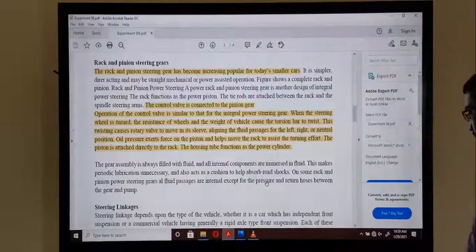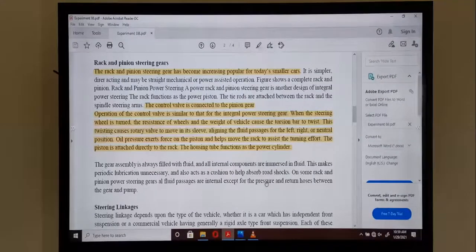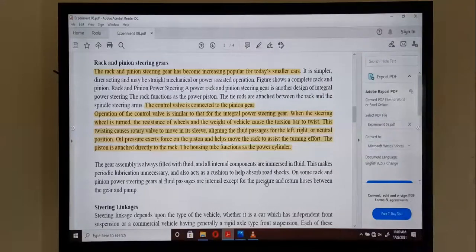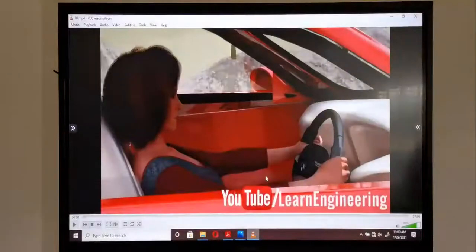Okay, now we see the rack and pinion steering gears. These rack and pinion steering gears have become increasingly popular for today's smaller cars. Normally, the smaller vehicles use this rack and pinion steering type. So first we study what rack and pinion is with an animation.